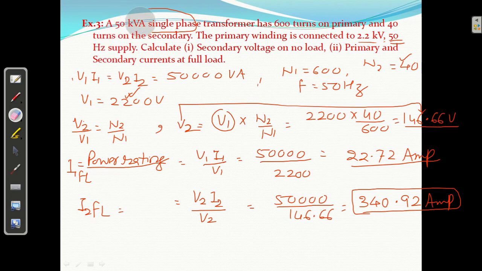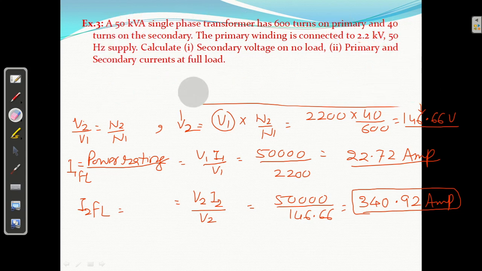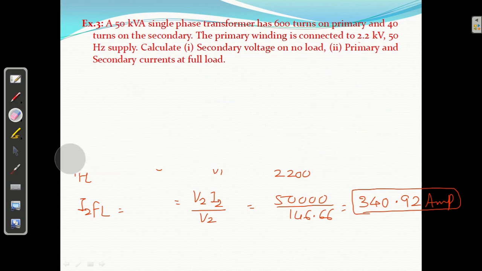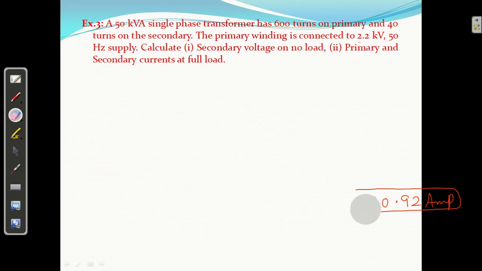I'm going to solve one more problem, and actually if you see it is based on the vector diagram. Okay, and this will be the last problem for this. So this is only to clear your concept how to get it. So I'm going to discuss one more problem.